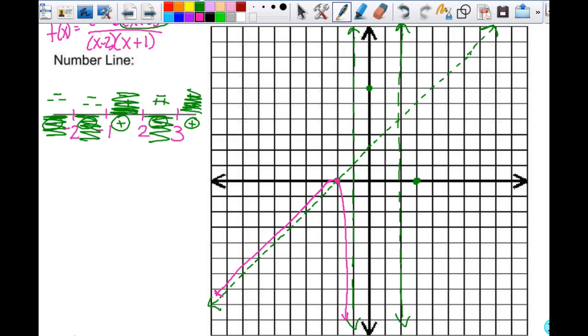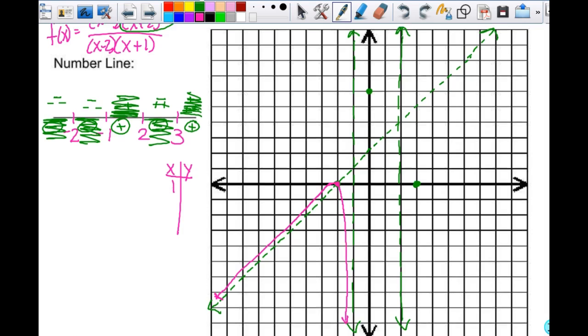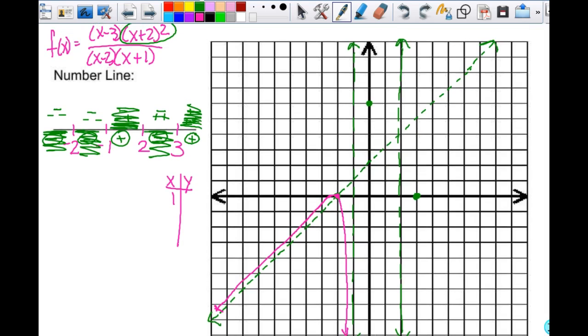So let's try another point, though. Let's see what happens with 1. I can't see my function anymore. If I substitute in 1 there, that'll give me negative 2 times 3 squared over negative 1 times 2. These two things cancel out, so that just gives me 9. So at 1, I'm at 9, which means this looks something like that.